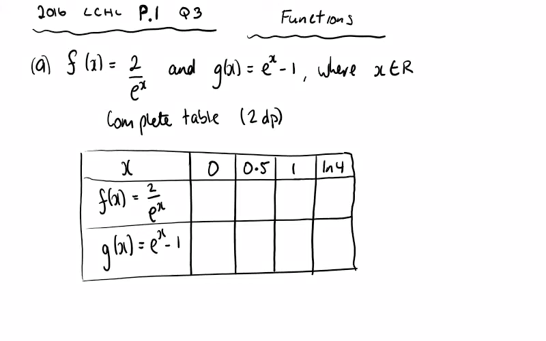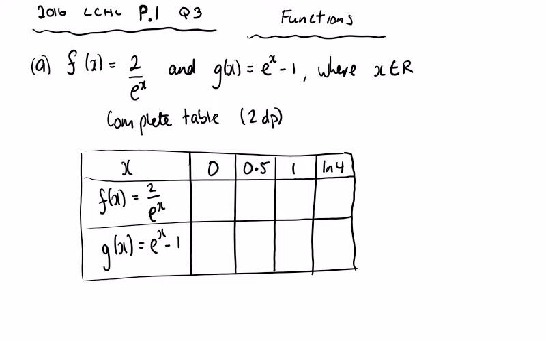2016 Leaving Cert Higher Level Paper 1 Question 3 is a functions question with e to the power of x. f of x is equal to 2 over e to the power of x, and g of x is equal to e to the power of x minus 1. Complete the table below to 2dp where necessary.